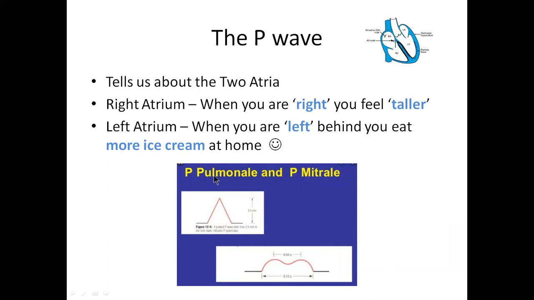I also want to share these two words because you will come across them. P pulmonale is another way of saying there is right atrial enlargement. And the reason we use that term is right atrial enlargement is usually associated with lung disease. And P mitrale, it's like an M, and it's commonly seen when there is left atrial enlargement, and that's commonly secondary to mitral stenosis. So you will hear these two terms as well.